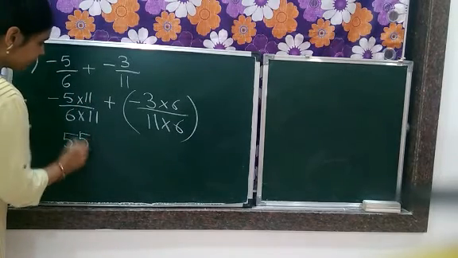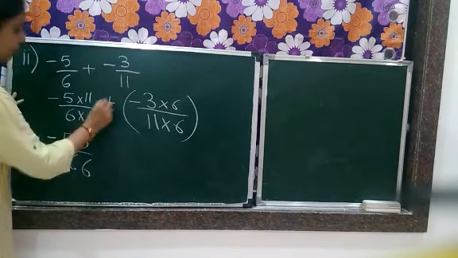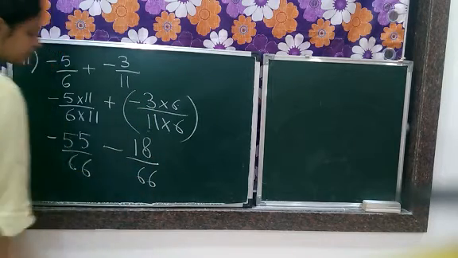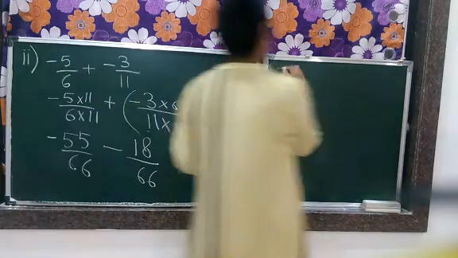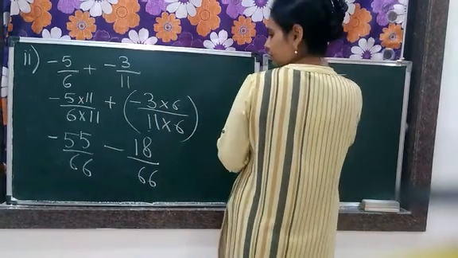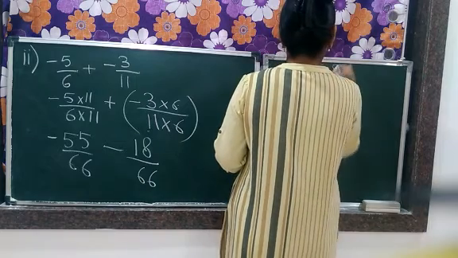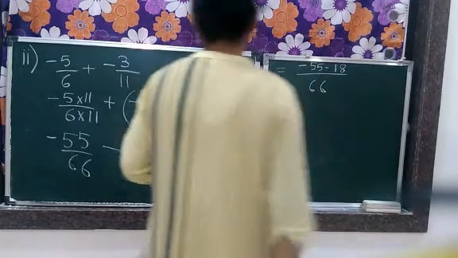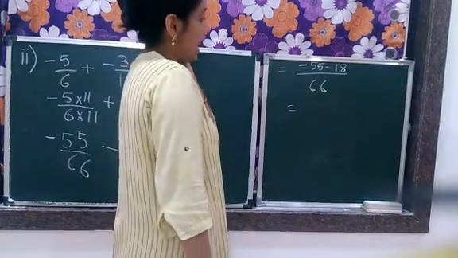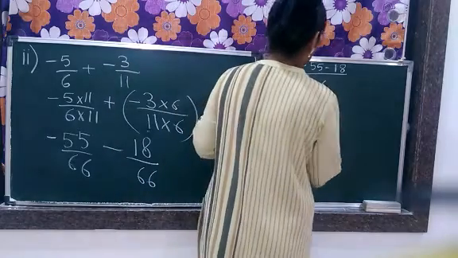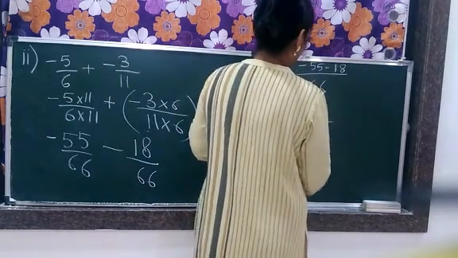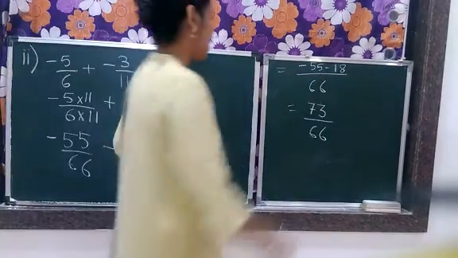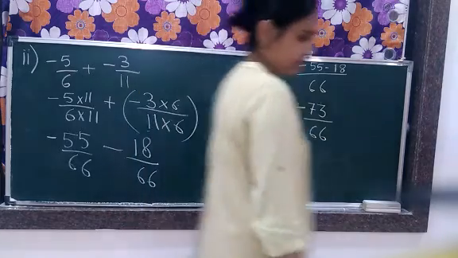11s are 55, 6 11s are 66, minus sign plus minus. Minus 3 6s are 18, 11 6s are 66. Now taking the denominators common. Minus minus becomes plus. So we are going to add 55 and 18. That gives 73 by 66. Children, here both 55 and 18 are negative, so the answer will be negative. So this completes the try these.